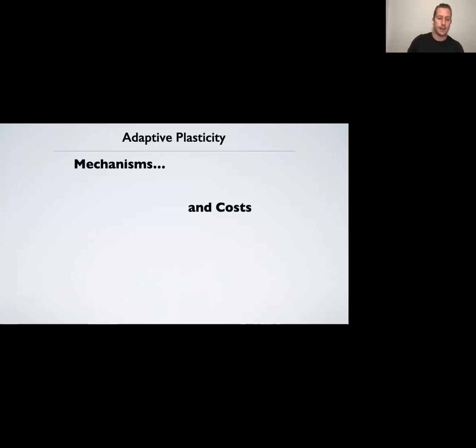So these are things that I'll talk to in today's presentation. It's kind of split up into two parts. The first part dealing with mechanisms, where I'm going to talk about some of my PhD work looking at regulatory pathways for thermal acclimation in ectotherms. So again, what are these molecular levers? And then shifting over into a discussion about costs.